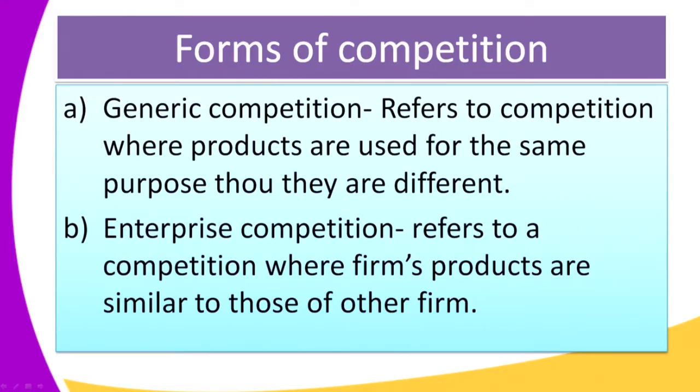The other form of competition is the enterprise competition, and this one refers to a competition where firms' products are similar to those of another firm. So here we have firm A and firm B. Let's say that both firms are producing bread. One is producing Festive bread and the other one is producing Broadway. So you find that the products are the same, only that they are named differently, but they are very much the same. So we call that enterprise competition.